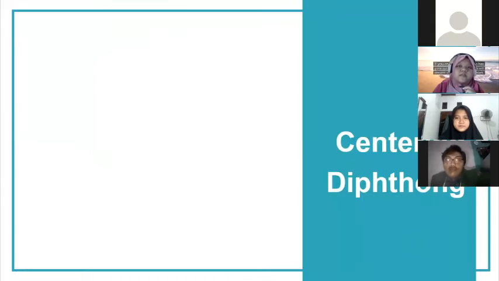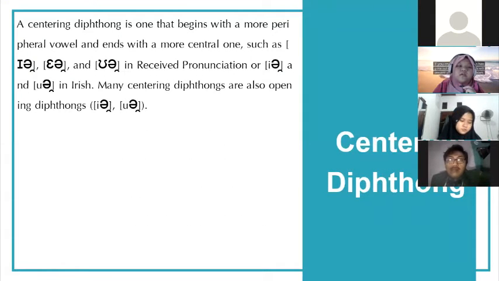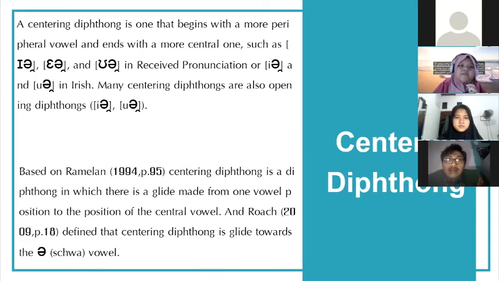Next, centering diphthong. A centering diphthong is one that begins with a more peripheral vowel and ends with a more central one, such as IE, ear, and UE. In received pronunciation, there are IE and UE in iris. Many centering diphthongs are also opening diphthongs, like IE and UE.